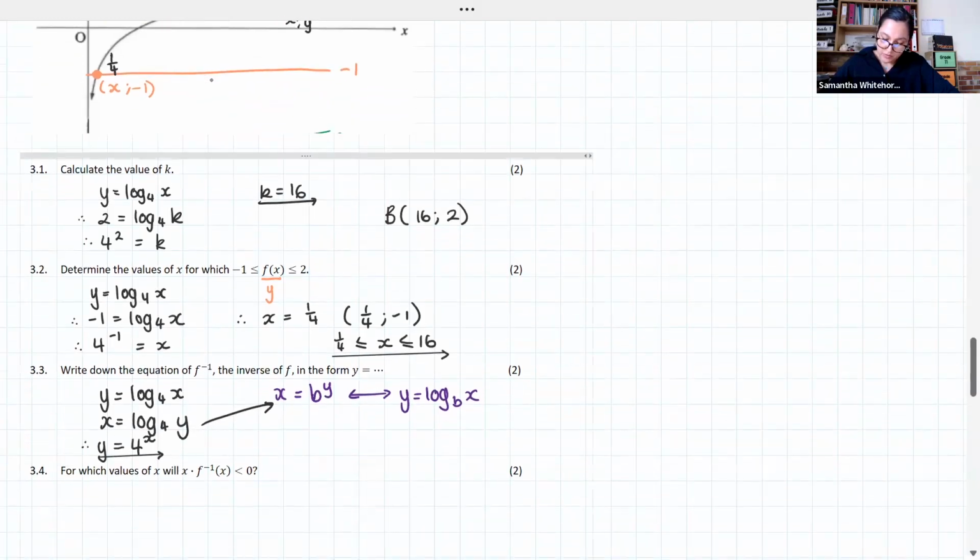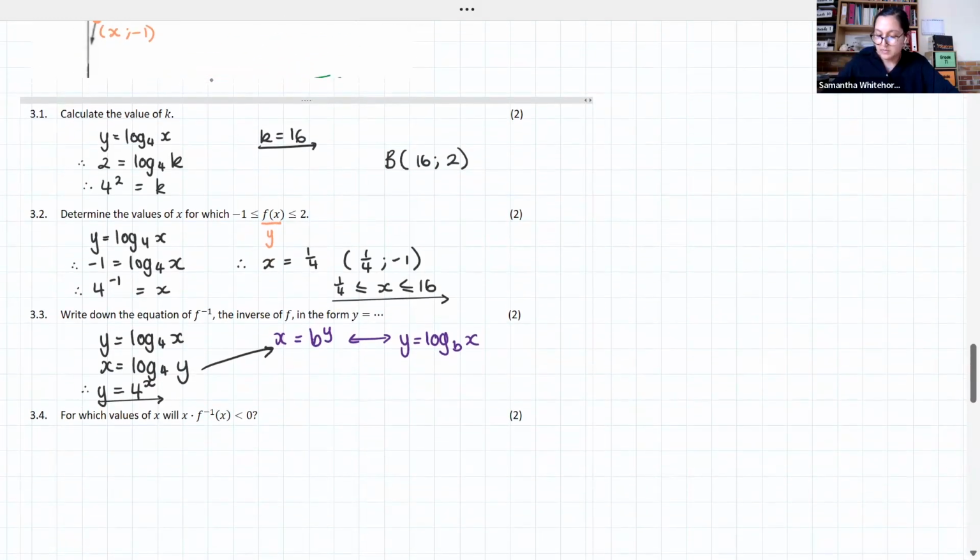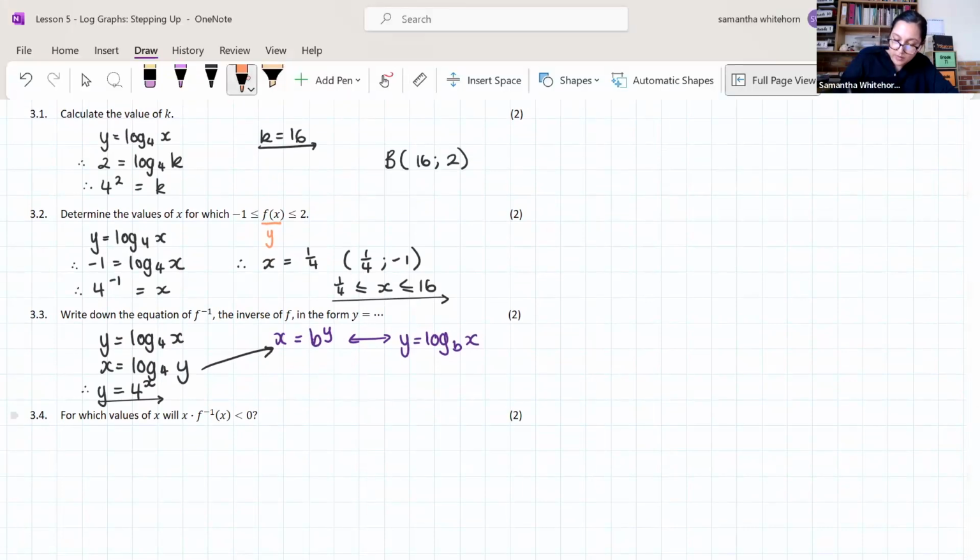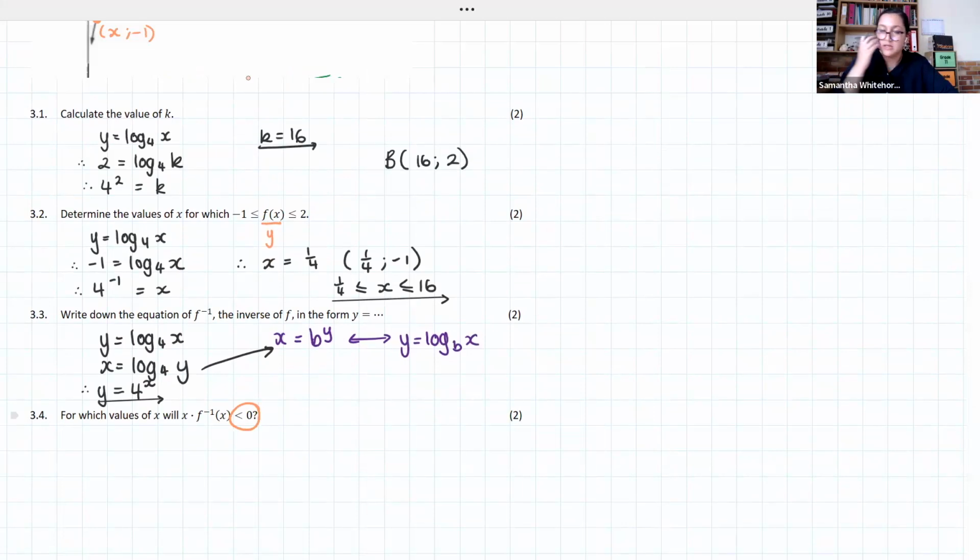3.4 says, for which values of x will x times the inverse be less than 0? So again, let's not let this panic us. Firstly, let's decide where we get negative values, because that's what less than 0 means. If we are multiplying, we can only get a negative by saying a positive times a negative or a negative times a positive. Those will give us values less than 0. So either our x needs to be positive and our inverse y values need to be negative, or the x values need to be negative and the inverse y values need to be positive.